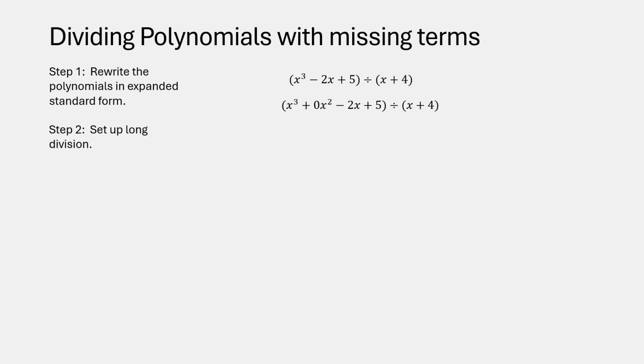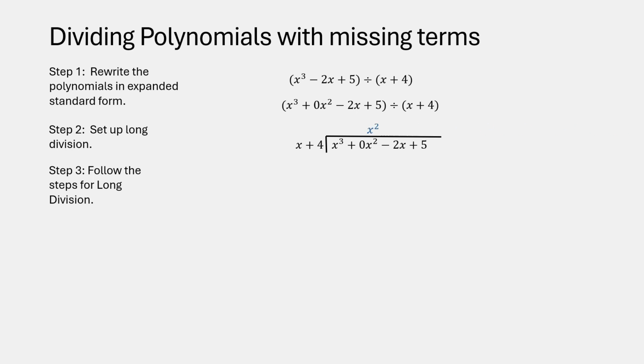Now let's go ahead and set up our long division. And here we go. X plus 4 as our divisor, x cubed plus 0x squared minus 2x plus 5 as our dividend. And then just follow the steps that we just went through. So what's the first thing we do? Focus on the x's. X goes into x cubed how many times? If you're still wanting to say a number, I understand. But yeah, it's x squared.